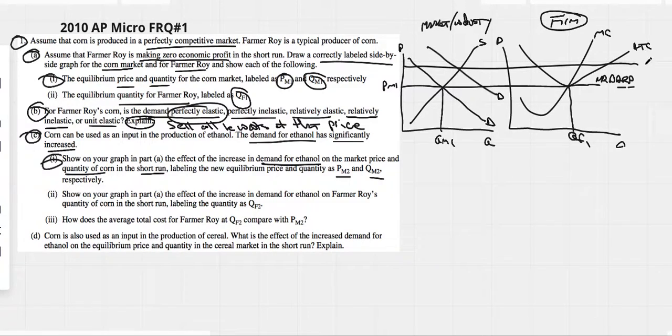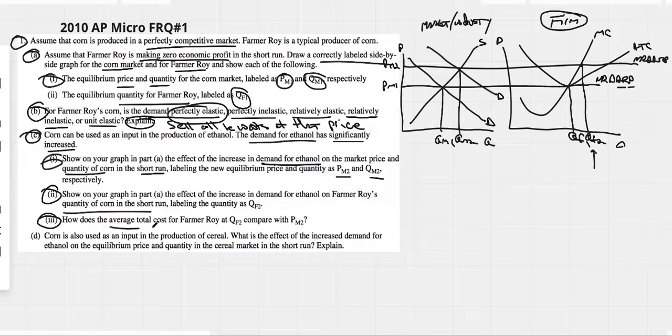We have a new Mr. DARP because we have a new price. We have to find first our profit max, which is where marginal revenue equals marginal cost. We'll call that QF2. PM2, maybe. QM2. Can we do that? Show on your graph the effect of an increase in demand on Farmer Roy's quantity. We did that. That's Farmer Roy right there.